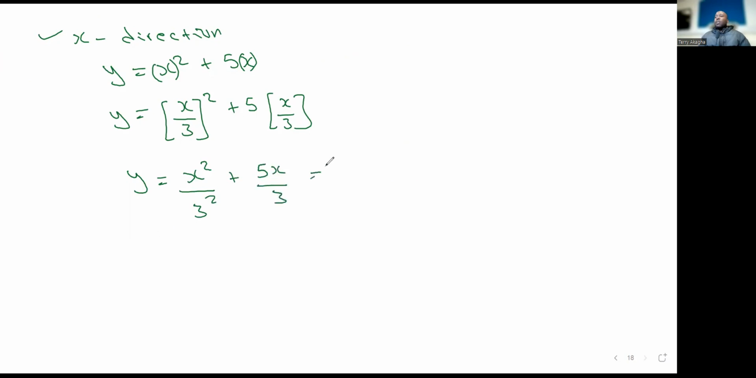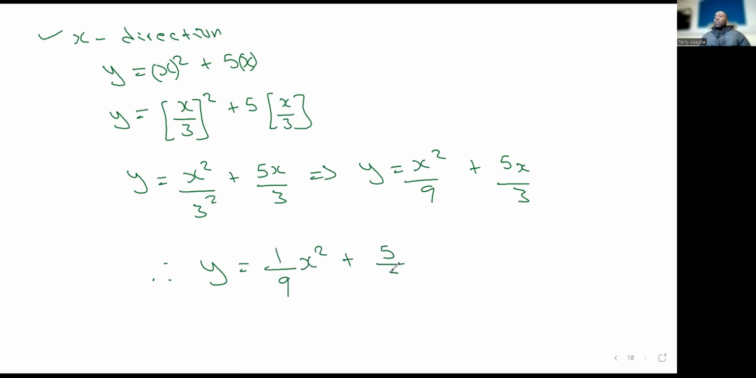And that will give us y is equal to x squared over 9 plus 5x over 3. If you want to, you can write it again as y is equal to 1 over 9 x squared plus 5 over 3 x.